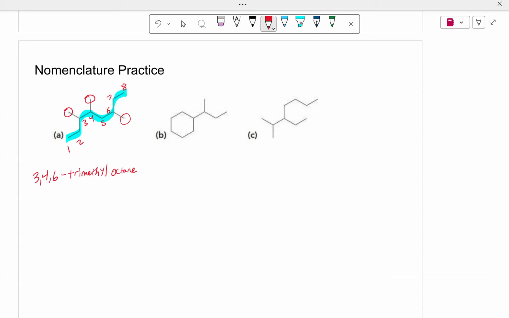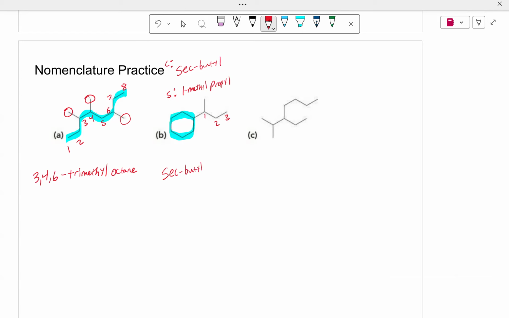Now, in the next example, in B here, I have a 6-membered ring. That's bigger than the side chain. So that's my parent chain. And so the group hanging off is our substituent. And notice it's branched. So I can name that either using the common name, which is a sec-butyl group, or the systematic name, where this is 1-methylpropyl. Okay, so I'll just name both of them or use both versions.